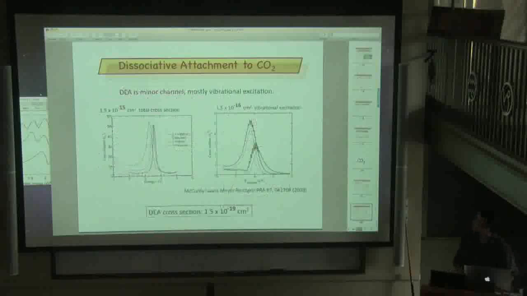It's a complicated system. Now here, on the left I have the total cross-section, 1.5 times 10 to the minus 15. Here's the vibrational excitation, 1.5 times 10 to the minus 16. And DEA is 10 to the minus 19. So I'll give anybody $1 million if they can calculate the cross-section within 10%.